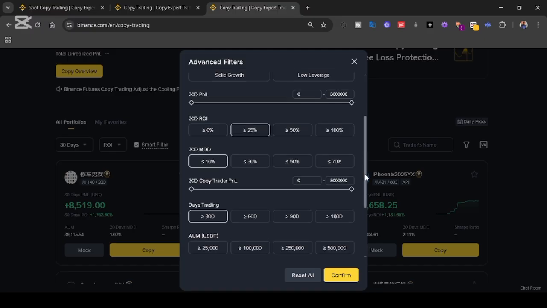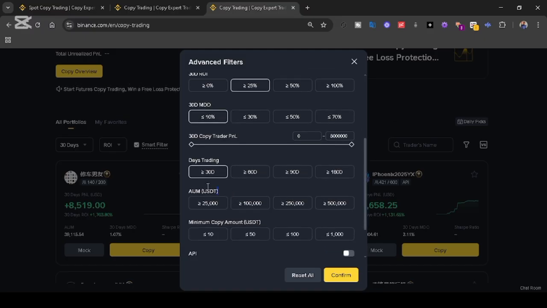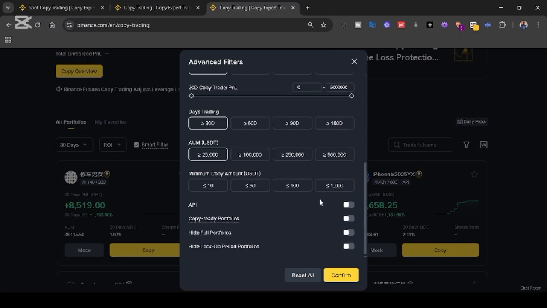Then when I scroll down, AUM simply means assets under management. That shows the total amount of money that this particular trader is handling. So we want a trader that is handling at least $25,000. And we also want a trader whose minimum copy amount is less than or equal to $10, because some traders don't allow anybody to copy them with $10. So we need a trader that we can copy with at least $10. After making all these settings, you just click to confirm.